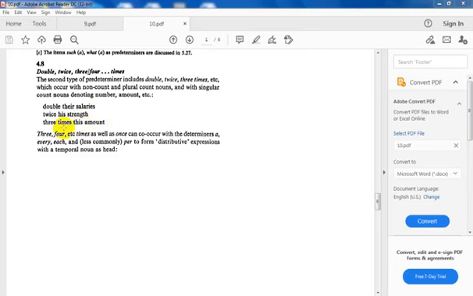3 times, it is what? Predeterminer. 3 times, 4 times, as well as once, can occur with the determiner يعني every, each, commonly paired to form distributive expressions with a temporal noun as a head. يعني مرتين يوميا، 2 times a day. هذه تنطيني معنى distribution إنه أنا قسمت وزعت هذه the day to times, just like these examples.